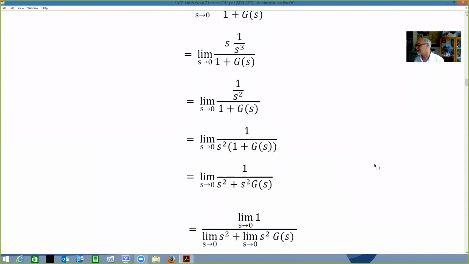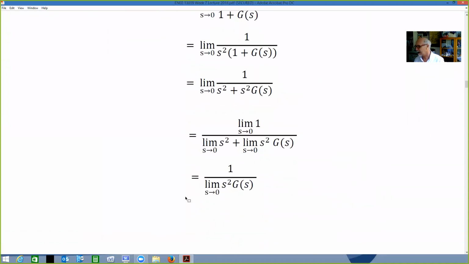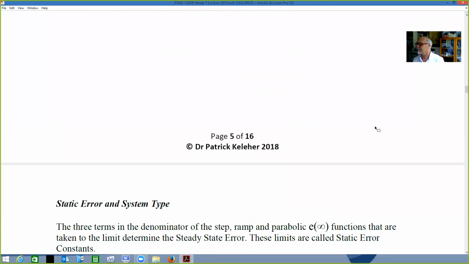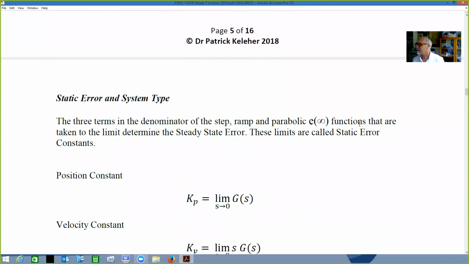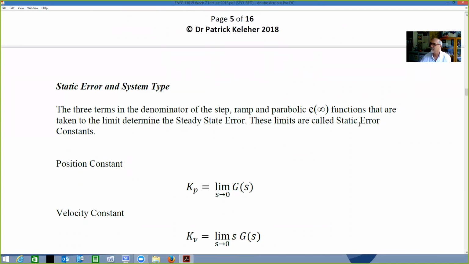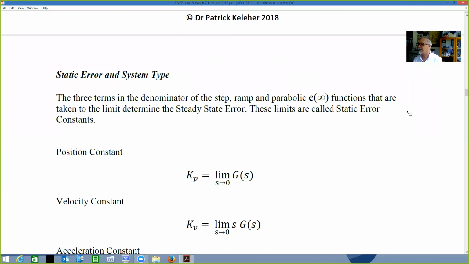And again, these are just general forms. But we'll see that it will now be the limit as s tends to 0 of s squared times G(s), that transfer function. This also takes into account a way to define the system, which we call system type. The three terms in the denominator of the step, ramp, and parabolic functions that are taken to the limit determine the steady state error. These limits are called static error constants.